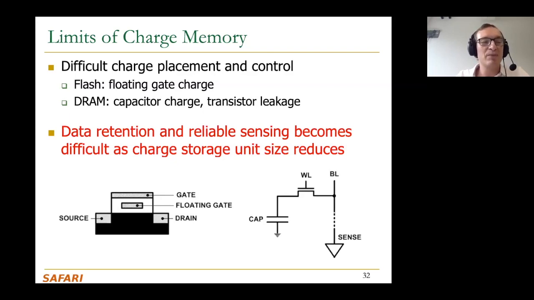At some point, to sense, let's take this thought experiment. You have a single electron in the capacitor. Maybe it's extremely leaky, but you found ways of dealing with that leakage somehow. You have the single electron. Now, how do you sense that single electron with no noise or with little enough noise with a good sense amplifier? Basically, the question boils down to that.